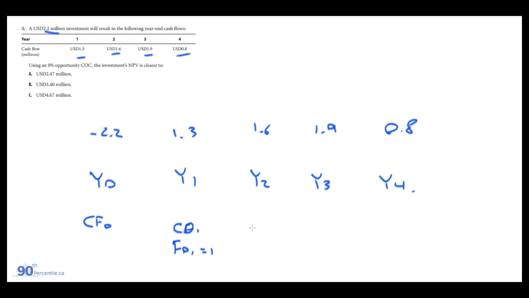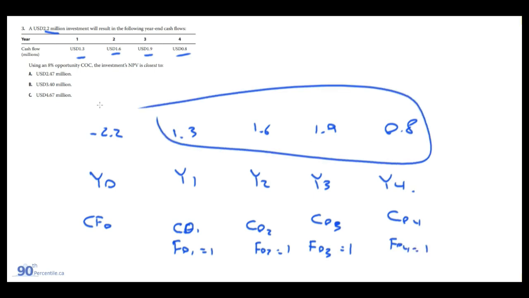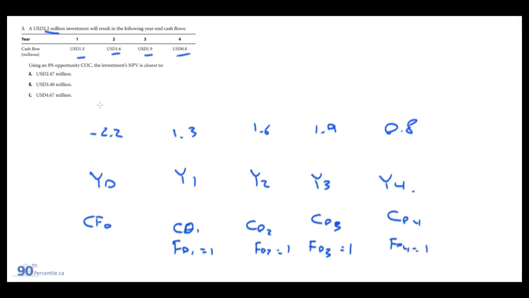And then, kind of going down the list, you can see how 1.6 is C02, the F02 is still 1, this is C03, F03 is 1, this is C04, F04 is 1, because all of these are just occurring once. Then you can hit NPV, enter in 8% cost of capital, and compute the NPV, and you get an NPV of 2.47 million.